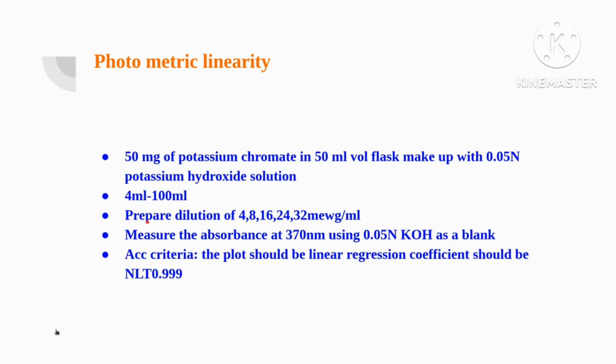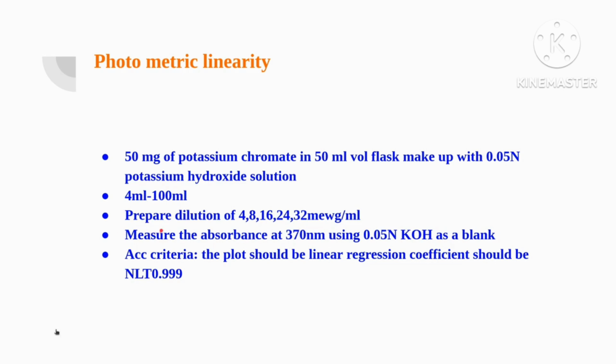Now prepare dilutions of 4, 8, 16, 24, 32 mg per ml. Measure the absorbance at 370 nm using 0.05 normal potassium hydroxide solution as a blank. Acceptance criteria: the plot should be linear and the regression coefficient should be not less than 0.59.